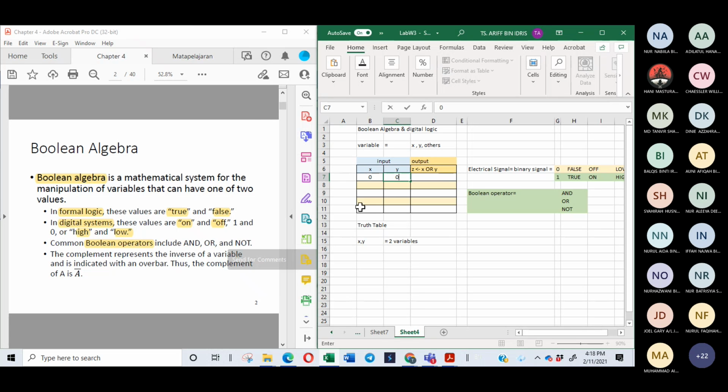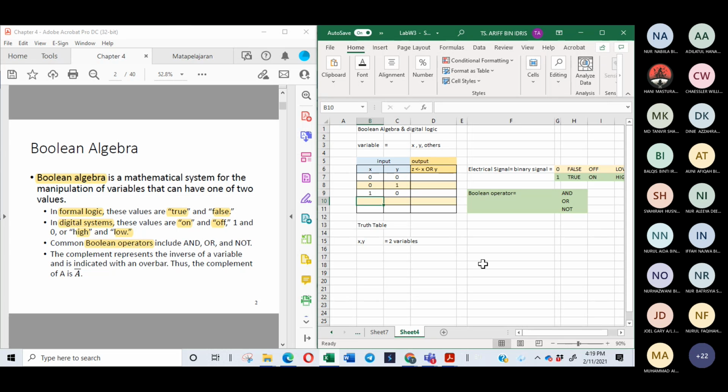What about the second input combination, class? 0, 1. Who wants to give the marks? Who is this? Alia. Alia, okay. Right, the third combination, what is that? 1, 0. Name? Shafiqah. Shafiqah, okay.